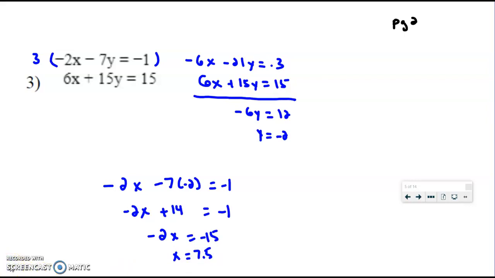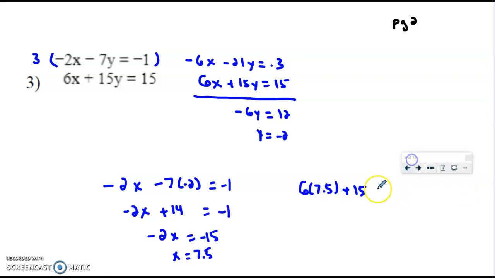If I wanted to check this, I could check it in the second equation. I could take 6 times 7.5 plus 15 times negative 2 and see if it equals 15. That's the hope, right? 6 times 7.5 is 45 plus negative 30 equals 15. So it does check out, okay?